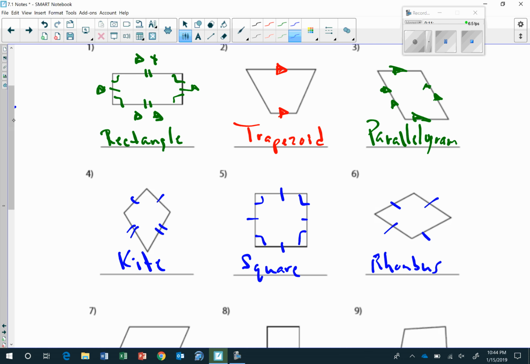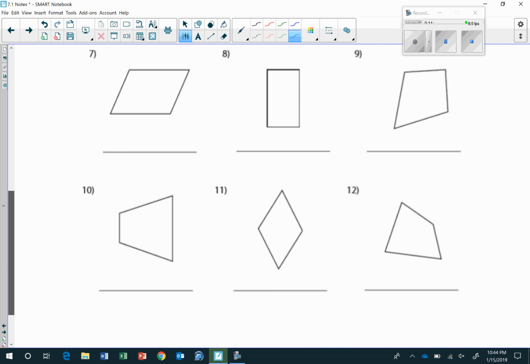All right, if you look at the bottom of these notes, there's 6 more shapes down here. I want you guys to go ahead and classify those. Make sure you show them to your teacher before you move on.